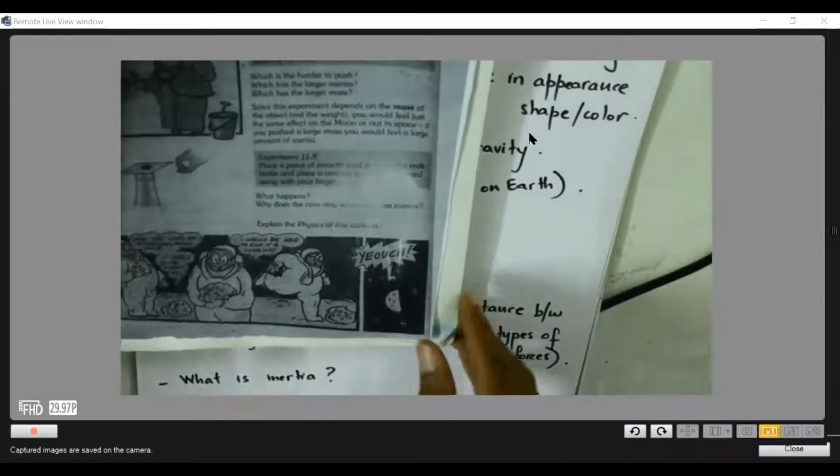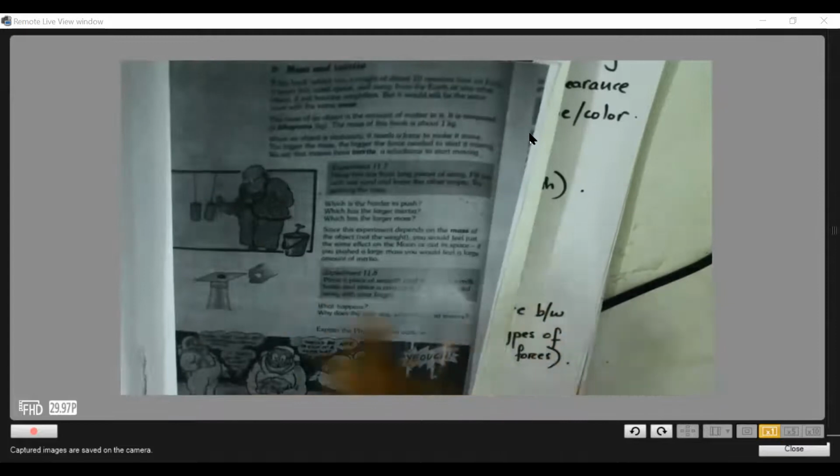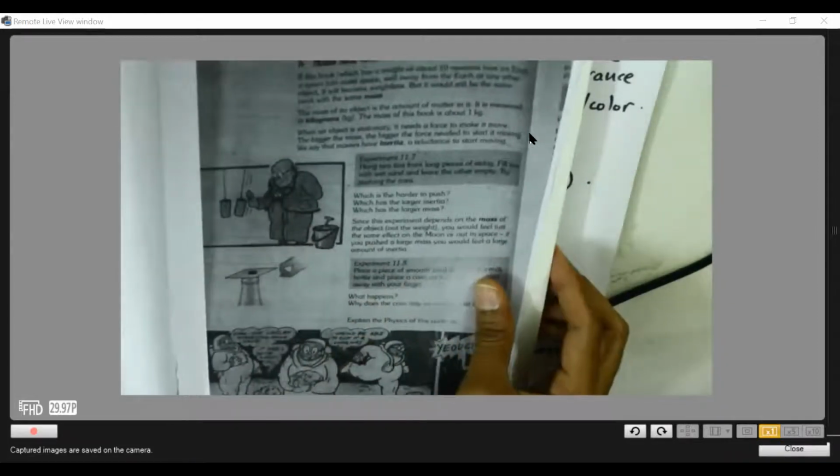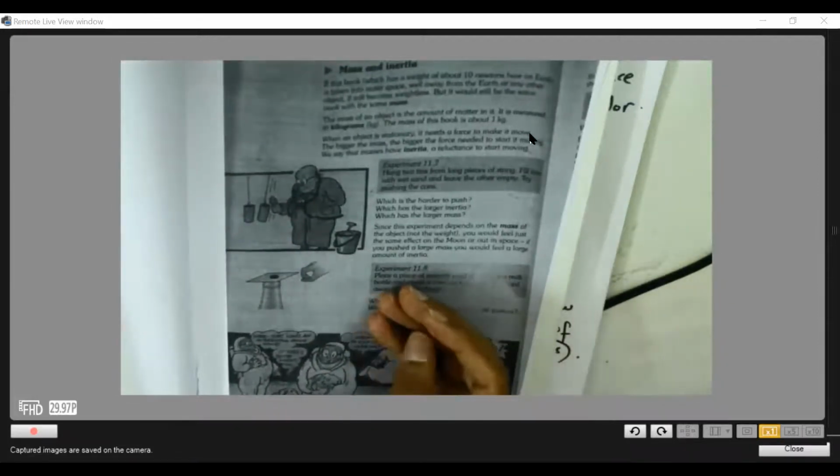Okay. Then this experiment, these pages were missing, and so we have these photostat copies.